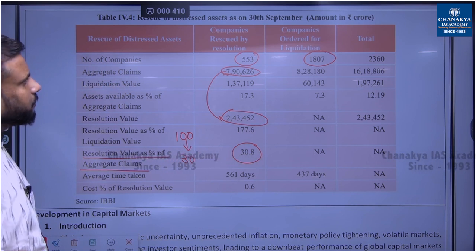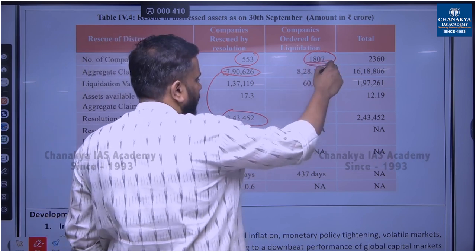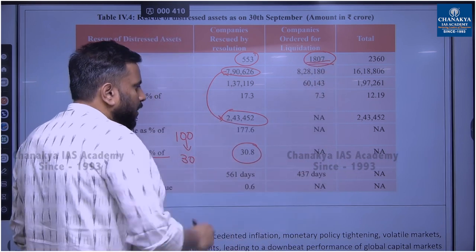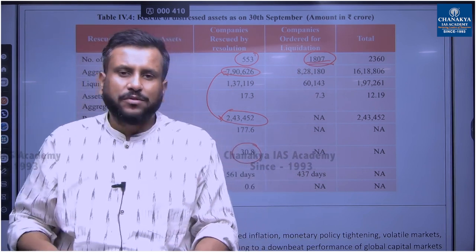Then companies order for liquidation में कितना है, 1807 गया, ठीक है. और time देखो कितना लगा. So insolvency and bankruptcy code में time limit भी है कि कितने time में इस चीज को पूरा fulfill करना है.